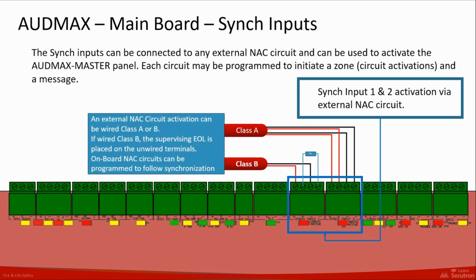The synchronization inputs on the master panel allow integration with external NAC circuits for system activation. Each sync input can be programmed to initiate specific zone activations and play pre-programmed messages. These inputs can be wired as Class A or Class B circuits. For Class B wiring, the supervising end-of-line resistor is placed on the unwired terminals.